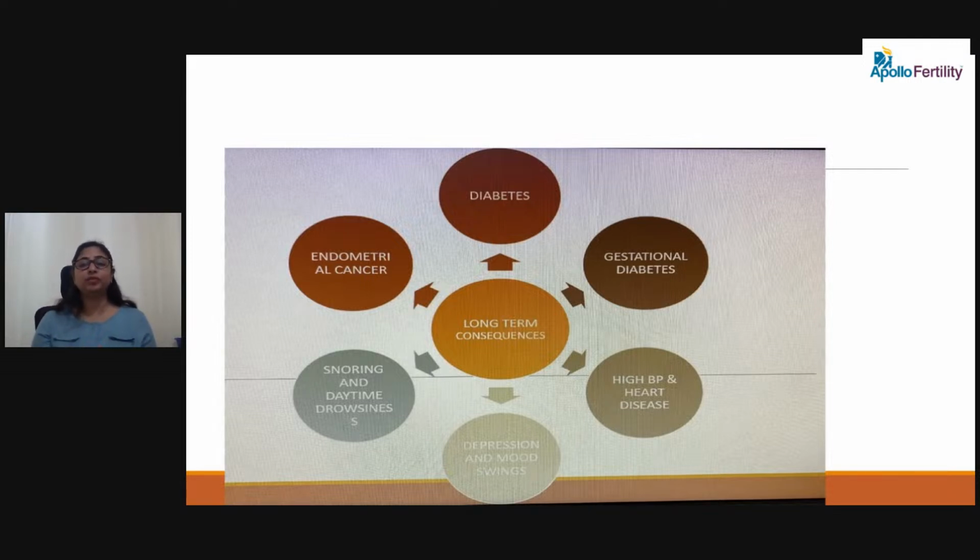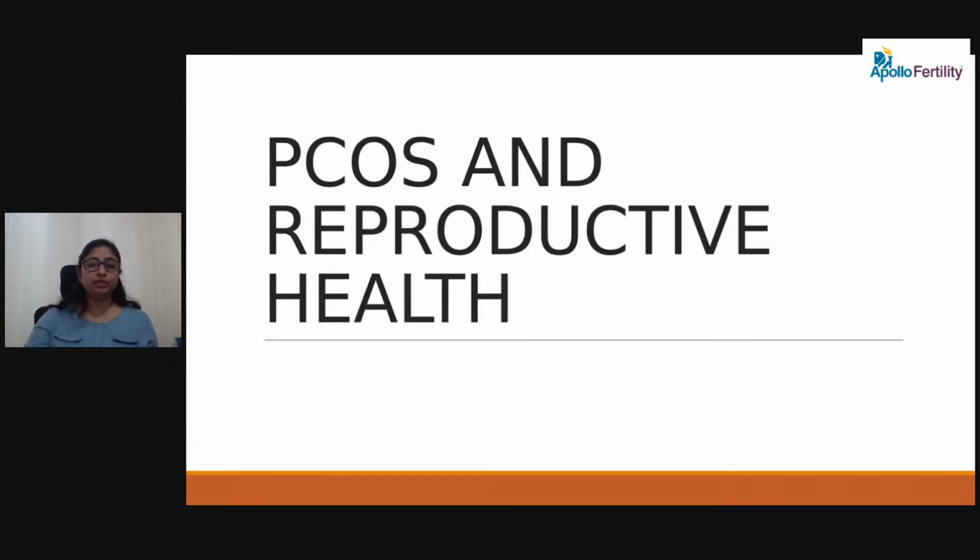Hence, it is said that a woman with PCOS, if she is not having any periods, should at least get periods once in 3 to 4 months, so that whatever extra lining she has gained should be shed out. That decreases the risk for endometrial cancer. So it's important to have periods at least once in 3 months. These are the consequences of PCOS.